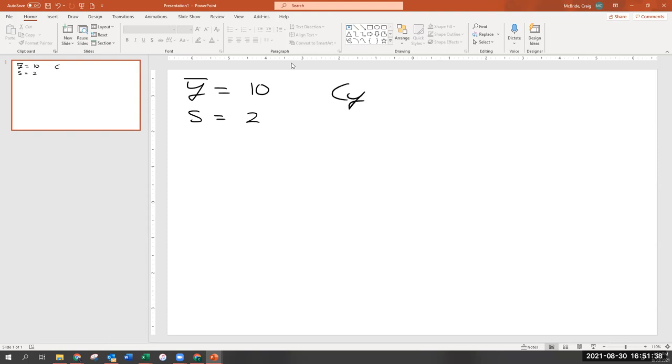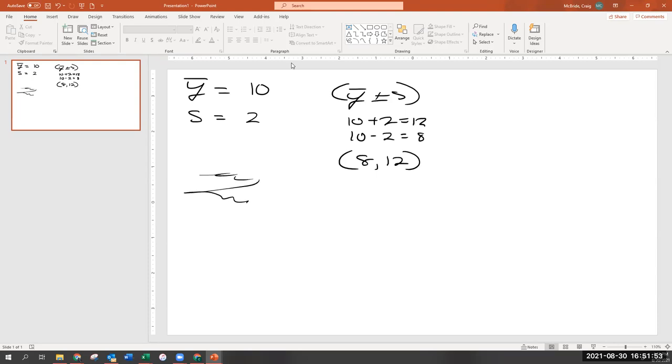Well, the first one, they want you to do the mean plus and minus the standard deviation. So you go 10 plus 2, 10 minus 2. And so your first interval is 8 to 12. So now you go through your data and you count up how many of them are between 8 and 12. Now remember, this is a round bracket. So if you had an 8, you wouldn't count it. You would literally only count 9 through 11.